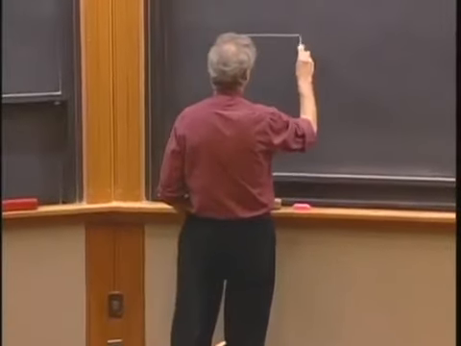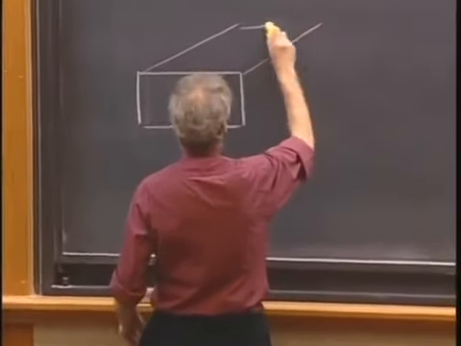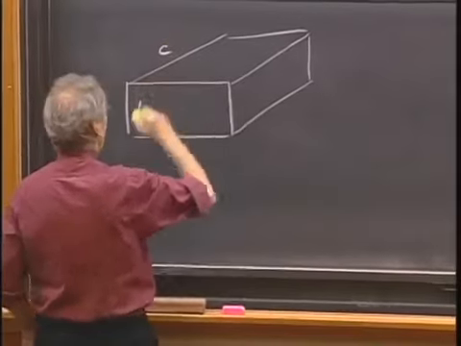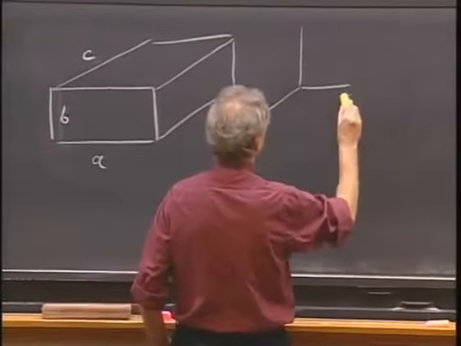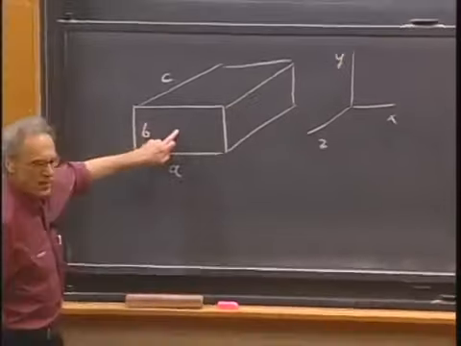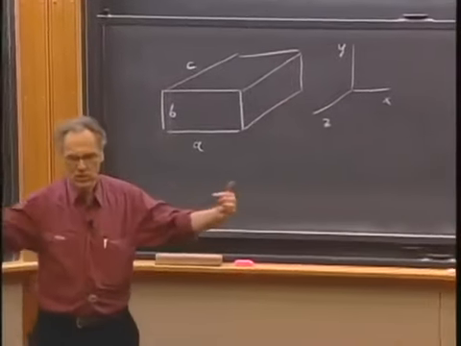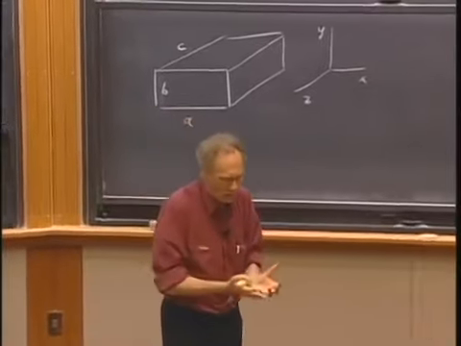Here we have a sound cavity in 3 dimensions. A, B, C are the lengths. And this is our coordinate system, x, y, z. And it is open in this direction, and it is open there. So it is a box which is open on both sides in the z direction. And the rest is all closed.